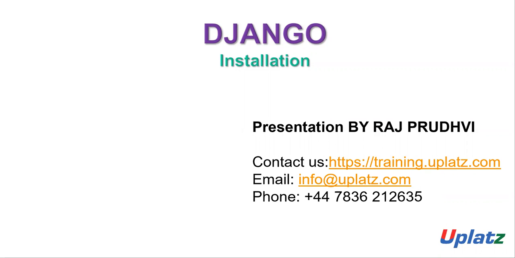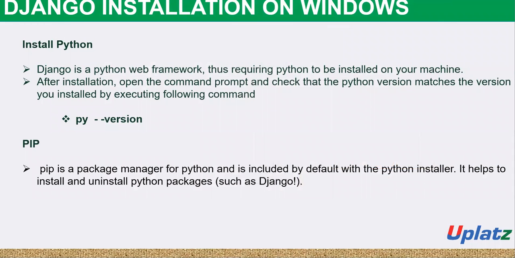This is Prithviraj. In this session, we will discuss how to install Django on Windows operating system. So to install Django, first of all, we need to install Python. Why? Because Django is a Python web framework. It requires Python to be installed on your machine before working with Django.